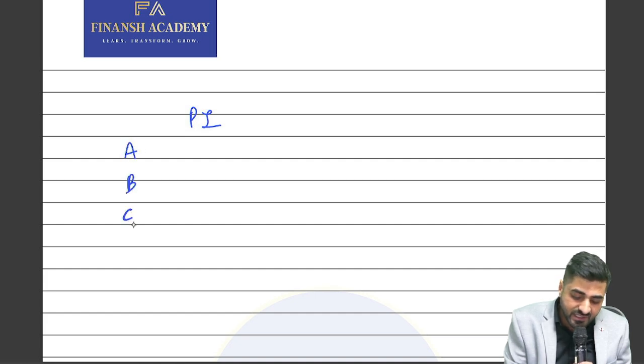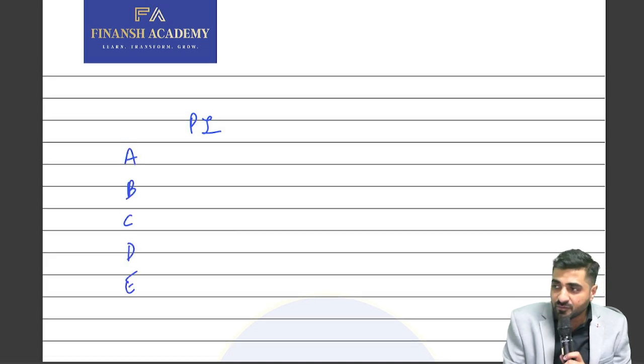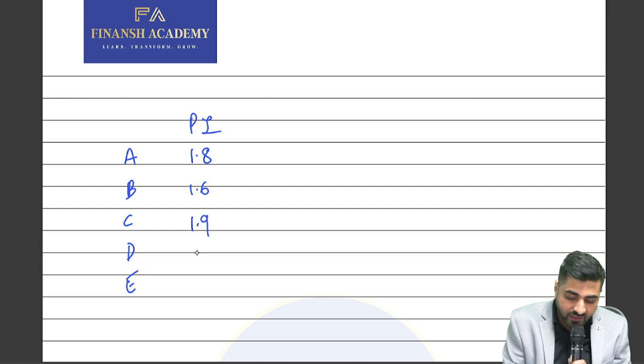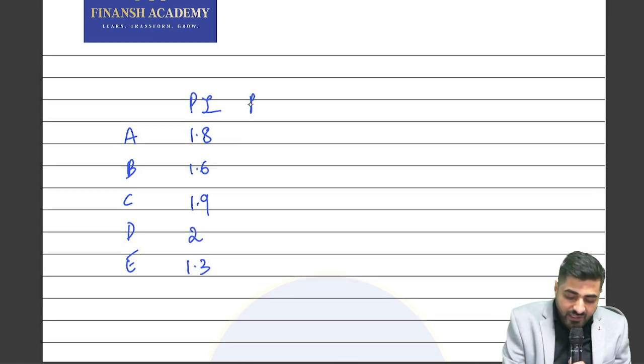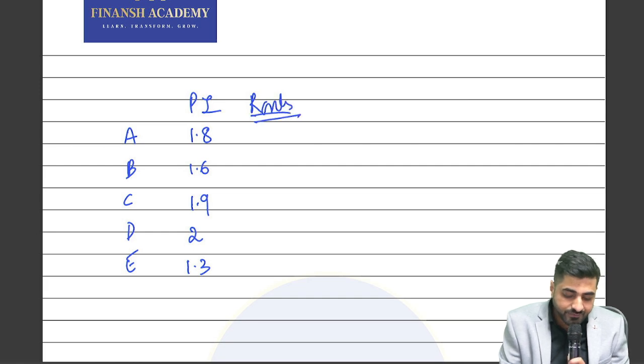A, B, C, D, E. Suppose the profitability index is coming as 1.8, 1.6, 1.9, 2 and 1.3. Now give me the rankings. What are the rankings now, beta? Can I say first rank will be D, second, third, fourth, fifth?